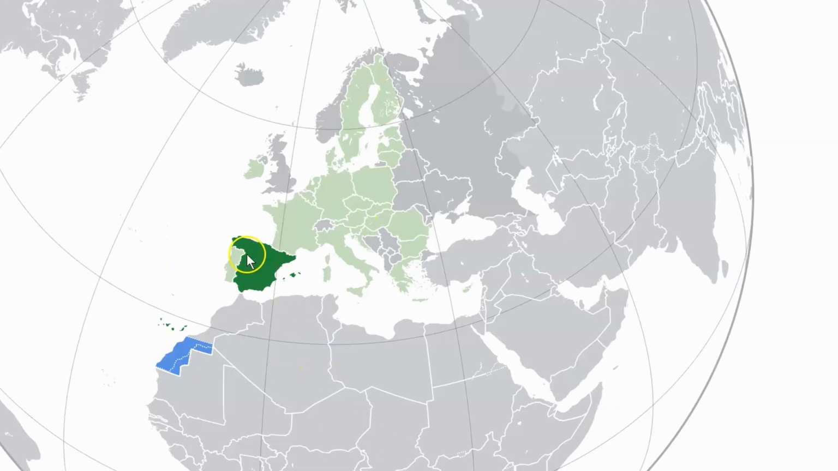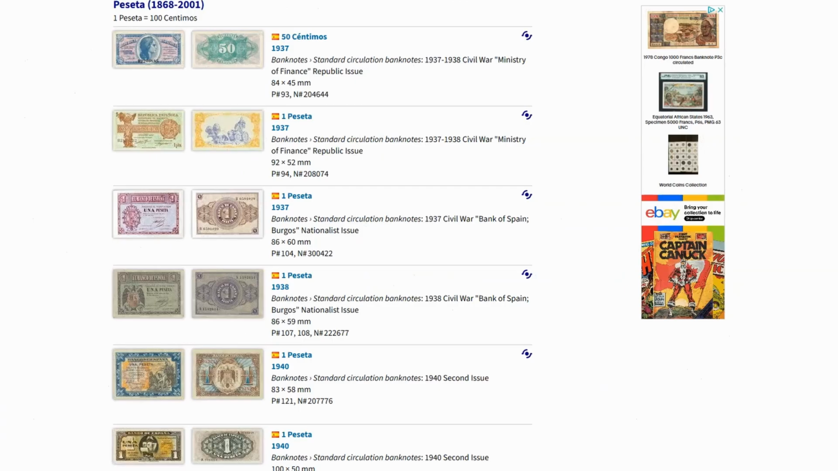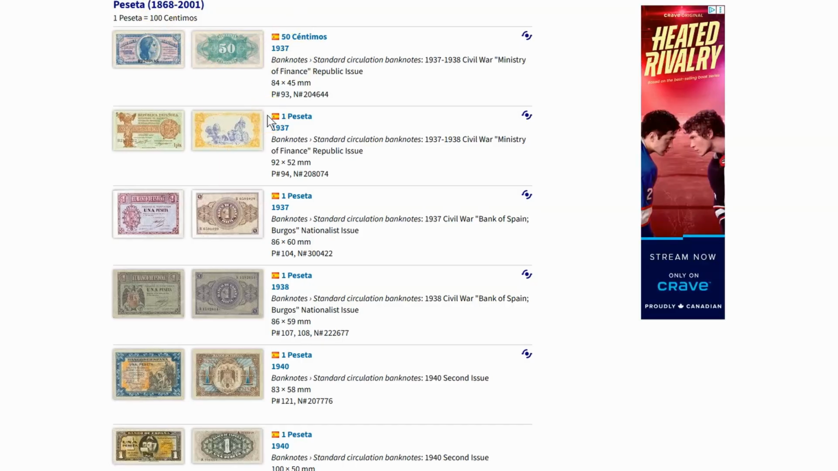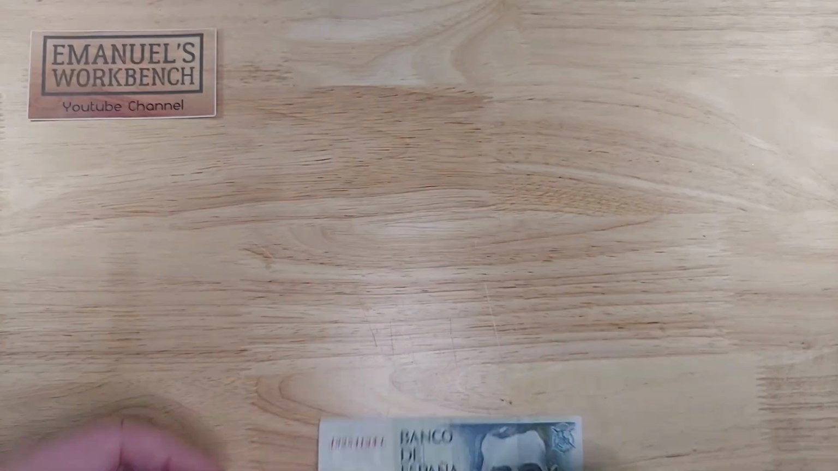This is where Spain is located in Europe, including these islands in the Mediterranean and the Canary Islands off of the coast of Africa. From 1868 to 2001, Spain used the peseta, and after 2001, Spain uses the euro. Let's have a look at this note.